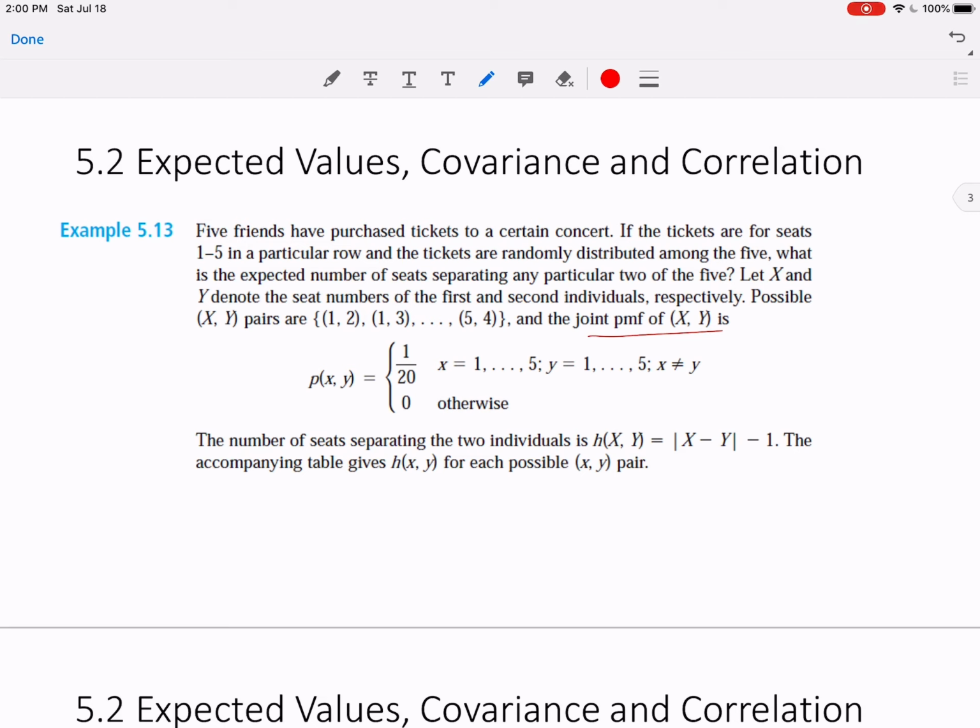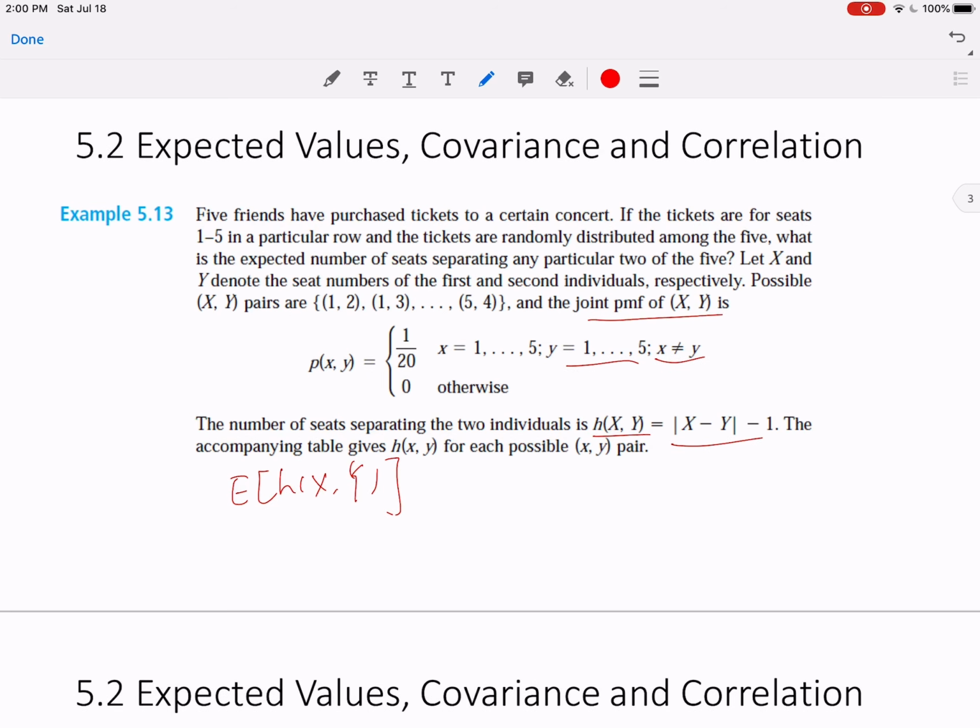And y could be 1, 2, 3, 4, and 5 as well. But there is an exception, which is x is not equal to y. X cannot be equal to y. And we have the expression h of x, y equal to the absolute value of x minus y, minus 1. And we want to find the expected value of h of x, y. That's what we are looking for.